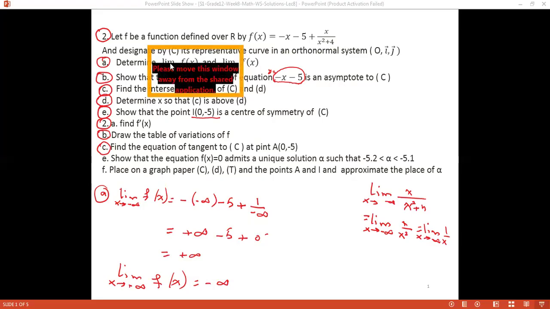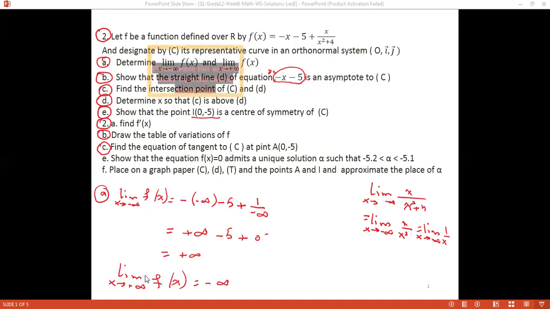So when calculating the limit as x tends to minus infinity and the limit as x tends to plus infinity: at minus infinity, as you can see, we will get plus infinity. And at plus infinity, we replace and we're going to have minus infinity. At minus infinity, plus infinity, and at plus infinity, minus infinity.